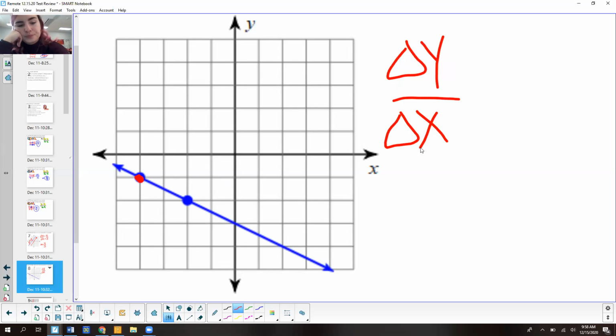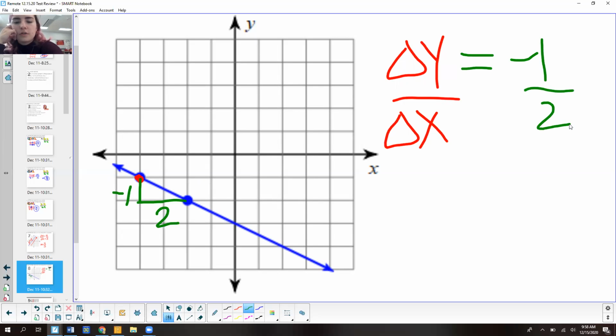So for this one, we're going down the elevator. So since we're going down the elevator, our change in y is going to be -1. When we go down in y, that's when it's going to be negative. And we're going to go over 1, 2. So our change in x is 2. So our slope is -1/2.